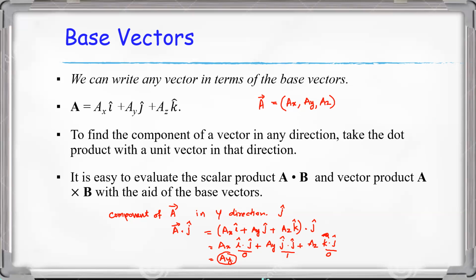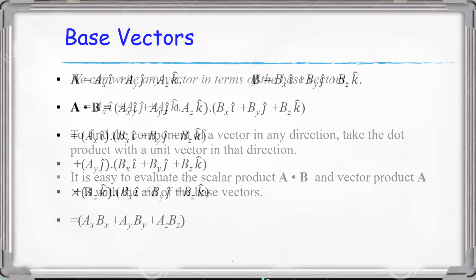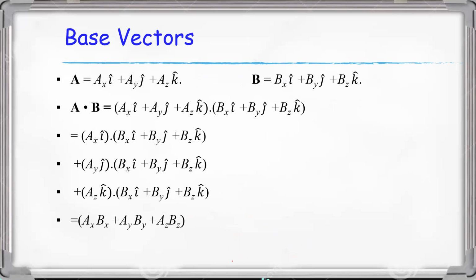So it is very easy to evaluate the scalar product A dot B and the vector product A cross B with the aid of these base vectors. Consider the vectors. That is the vector A is Axi plus Ayj plus Azk, and the vector B is Bxi plus Byj plus Bzk.